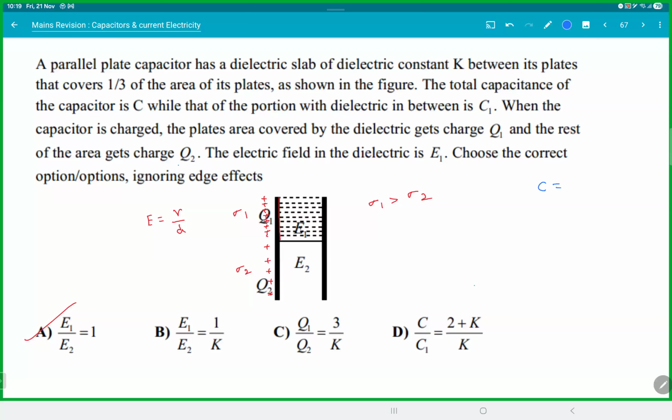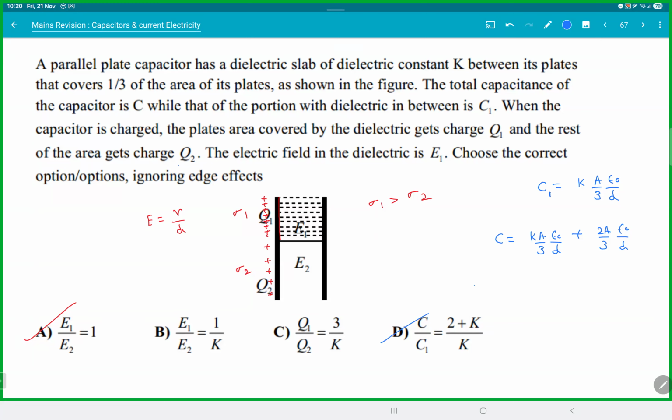Initially, the capacitance was a parallel plate capacitor with the dielectric covering 1/3 of the plate. The total capacitance of the capacitor is C, while that of the portion with the dielectric between is C1. Okay, so C1 will be K times A by 3 epsilon by D. And what about C? C is nothing but both the parts, K A by 3 epsilon by D, and the other is vacuum, so 2A by 3 epsilon by D. Got this? Both are in parallel, no? They have the same potential difference. You're done. Substitute there, you get the D answer.